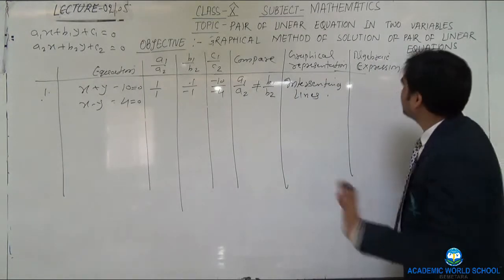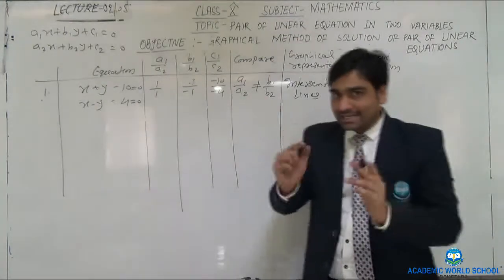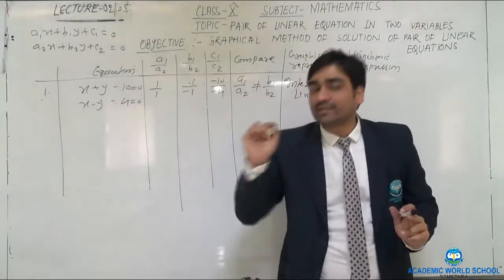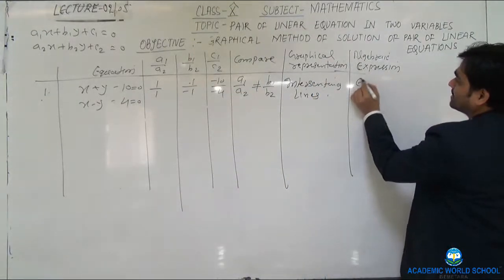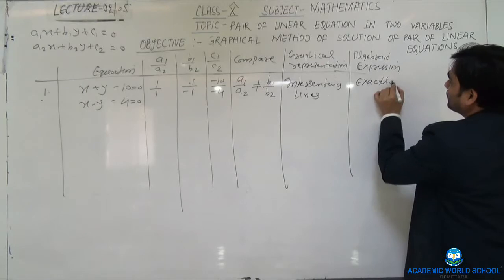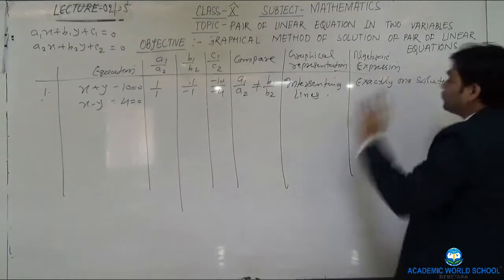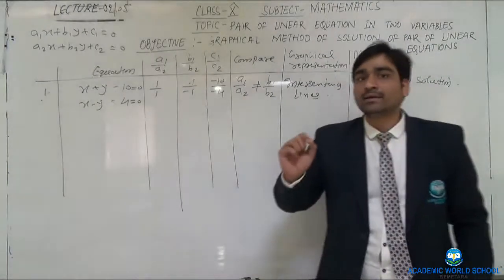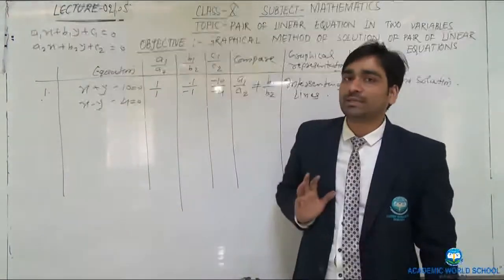We have seen. And what will the algebraic expression be? When lines are intersecting at a point, this point is known as the solution. So only one, that means exactly one solution we will get in this type of pair of linear equations.